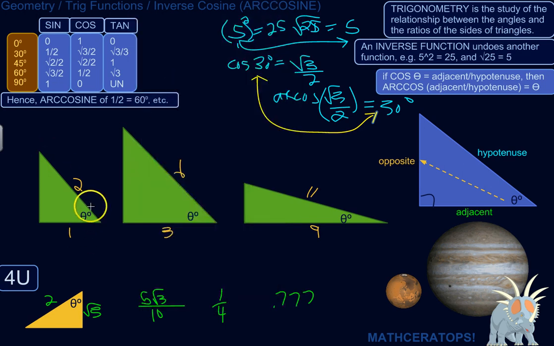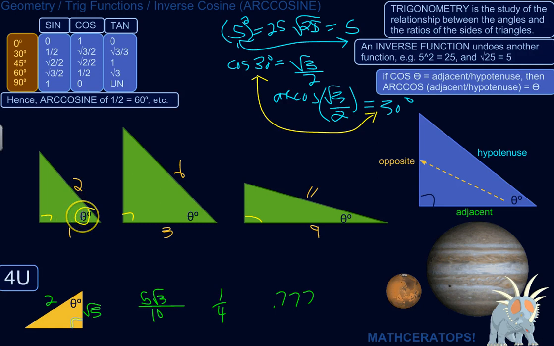Okay, so we want to know what this angle is. Well, what information can we use to figure out what that angle is? Oh, I guess I should note that these are right triangles. These are all right triangles. Okay, so what do we know about this angle?